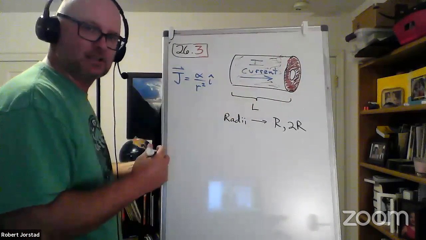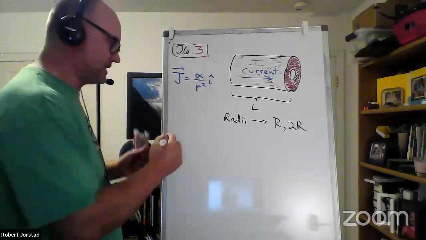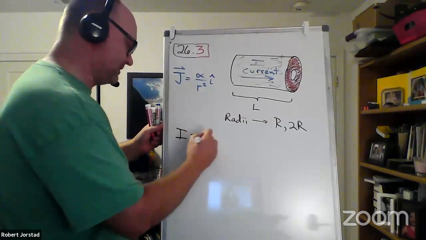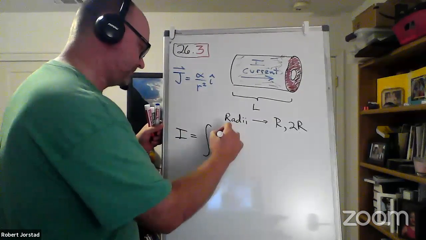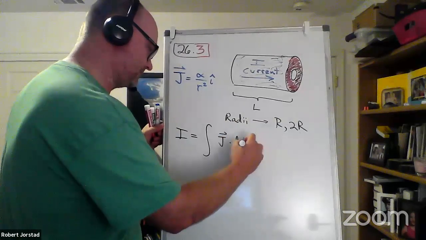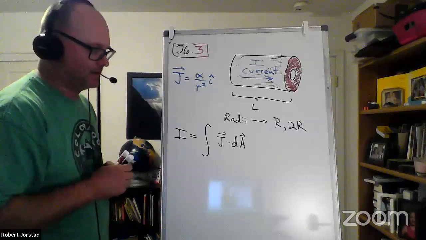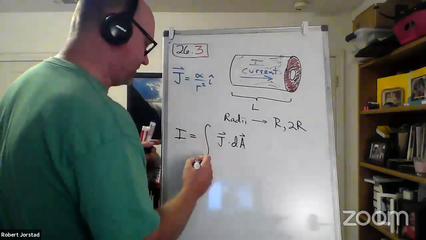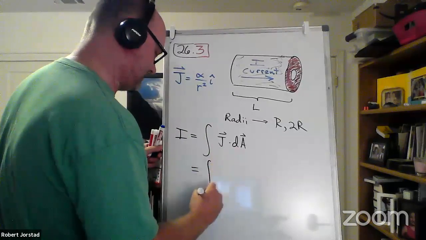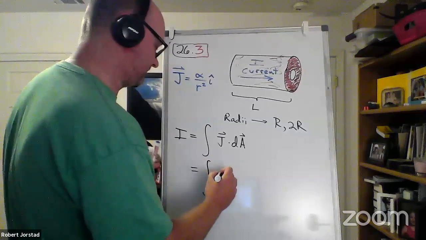In this case, what are we supposed to figure out? Total current. So maybe I want to find the total amount of charge per second. Well, then I'm going to go to my definition. And so now we run into trouble here. J, I know that. What's dA in this case? Is it just pi little r squared?